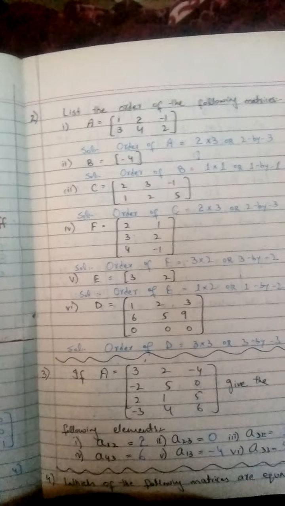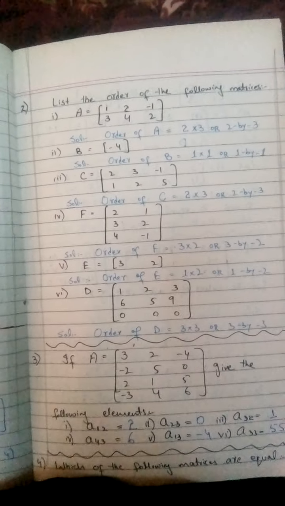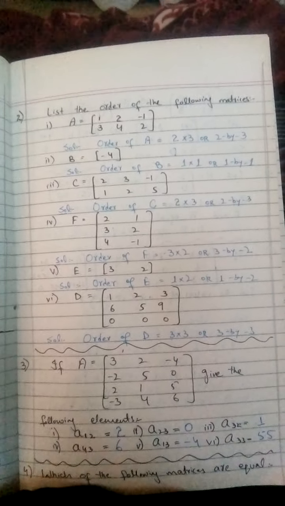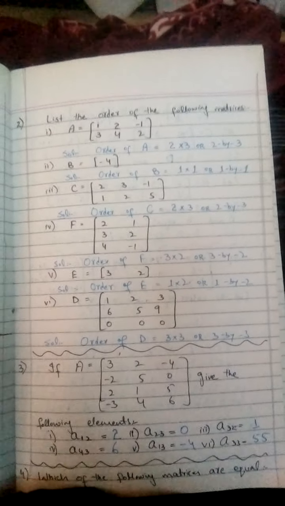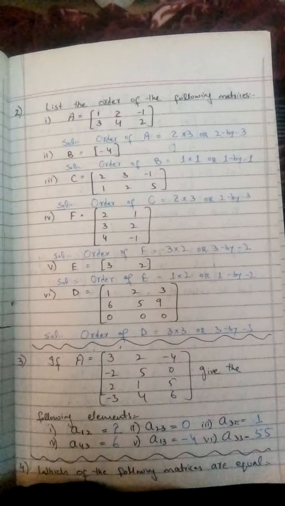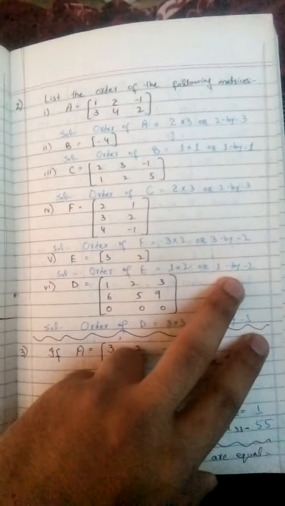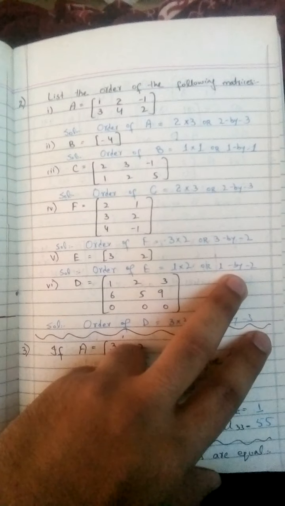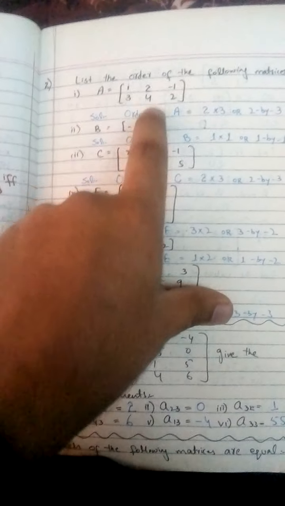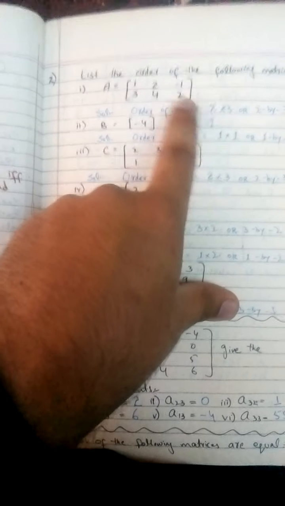Now if we see question number 2, what does it say? It says to list the order of the following matrices. Now we have to find the order, so we have to remember the formula. How can we find the order? It's very easy: the number of rows multiplied by the number of columns. So here, this matrix A has 1 2 rows, 1 2 3 columns, so it has 2 rows and 3 columns. So the order of this matrix is 2 cross 3, or 2 by 3.